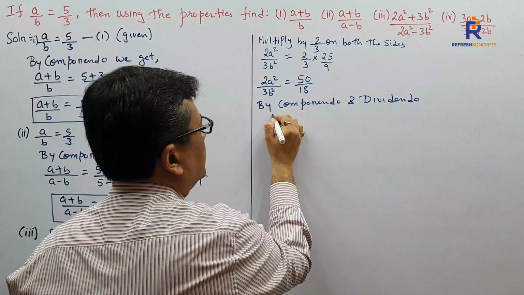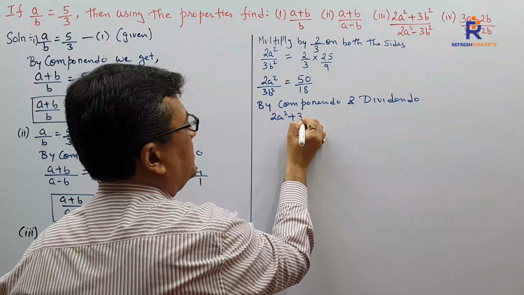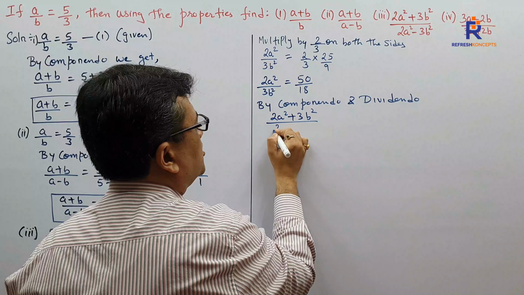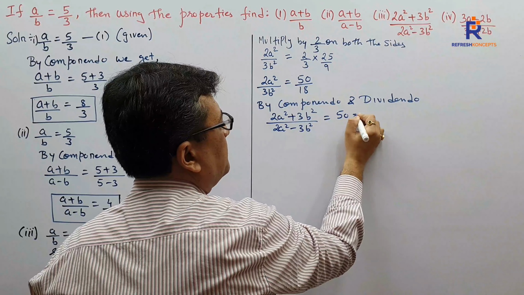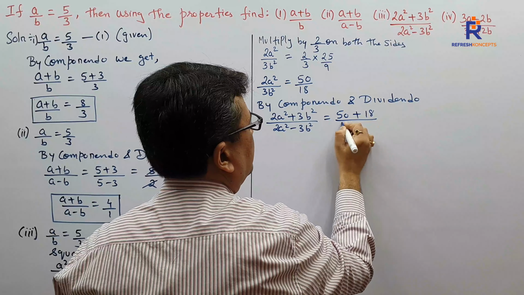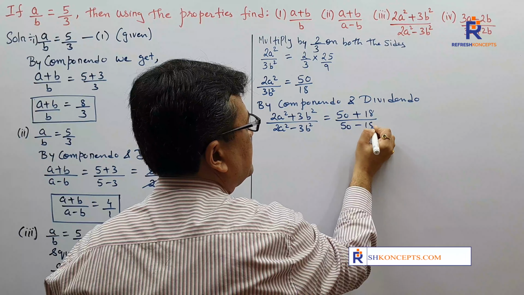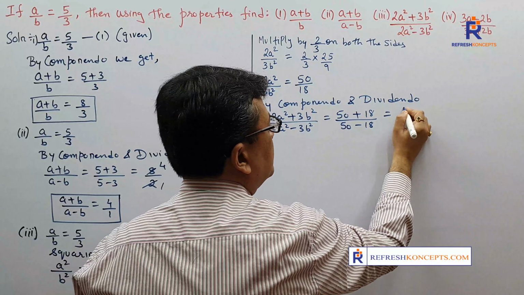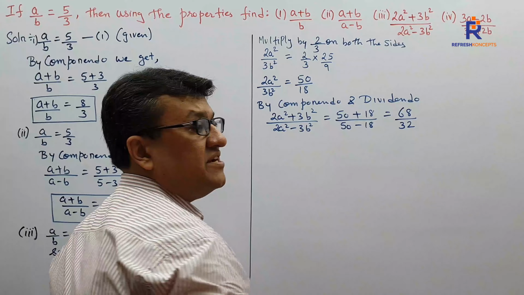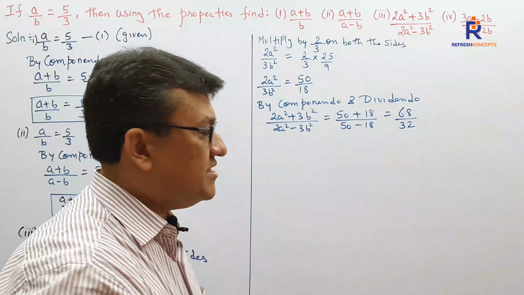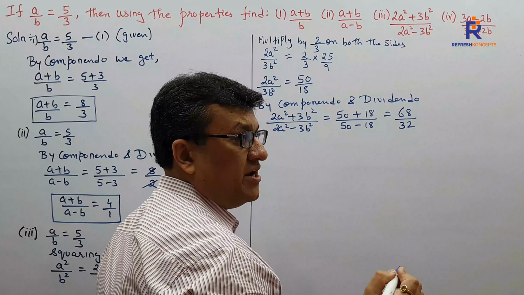What shall I say? (2a² + 3b²) upon (2a² − 3b²) is (50 + 18) upon (50 − 18). 50 plus 18, children? 68. 50 minus 18, 32. Is further things getting cancelled, reduced? Yes, indeed. If you know higher order tables, you can.